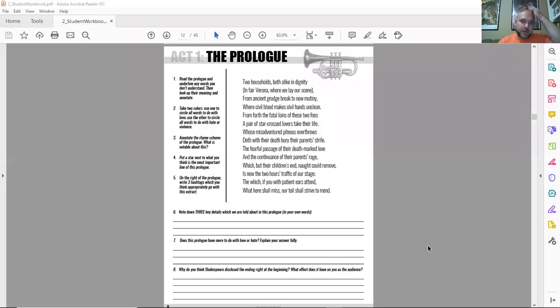Okay, so here's your assignment. So here's our prologue. It's exactly what we just read. I want you to read through the prologue, look for any words you don't understand, look up their meaning. You don't have to worry too much about this. If you want to, though, since I'm sharing this to you as a Google Doc, you can highlight any of this that you need. The rhyme scheme, don't worry about that one.